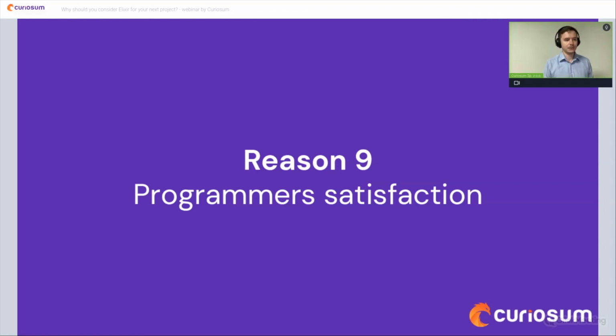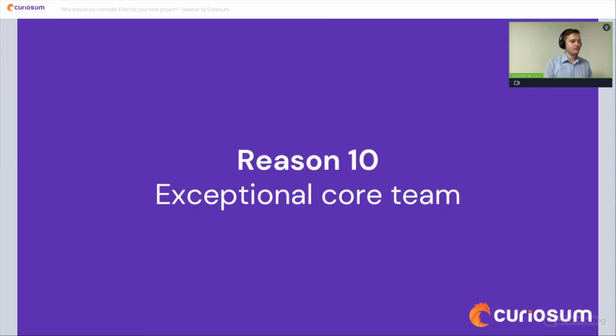And there are very few of them dropping this technology for something else. From my perspective, this is a very important factor if you work with it, because you obviously can see that programmers are satisfied. The other reason is the exceptional core team. Elixir has a really great core team that works on bringing new stuff. José in Elixir, Chris McCord in Phoenix. They have really great ideas of what they can do with this technology, how they can improve it.